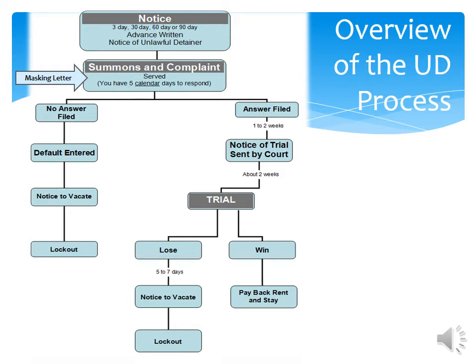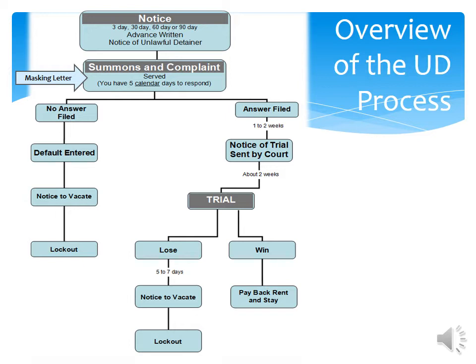The most important part of this process to point out to someone who is in the middle of the process somewhere is that the only time that somebody can be locked out of their house or put out is when a court tells a sheriff to do so. And that's at the end of both sides of this chart, where you see the box that says notice to vacate, followed by a lockout.